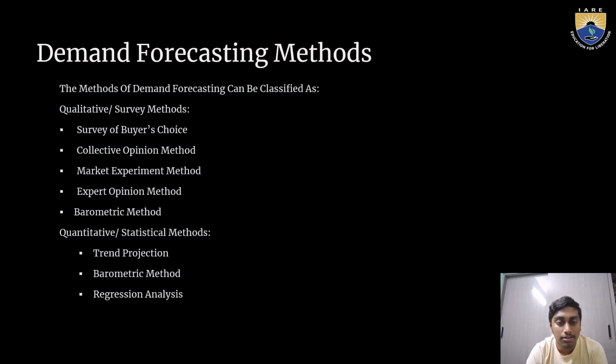Demand forecasting methods. Qualitative methods: survey of buyers' choice, collective opinion method, market experiment method, and so on. And quantitative statistical methods: trend projection, barometric projection, regression analysis. So let's study these in detail.